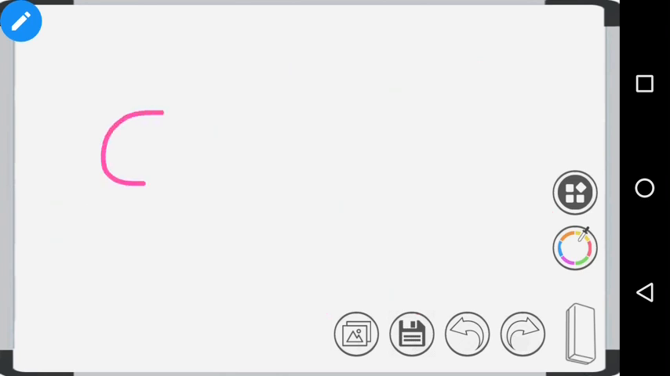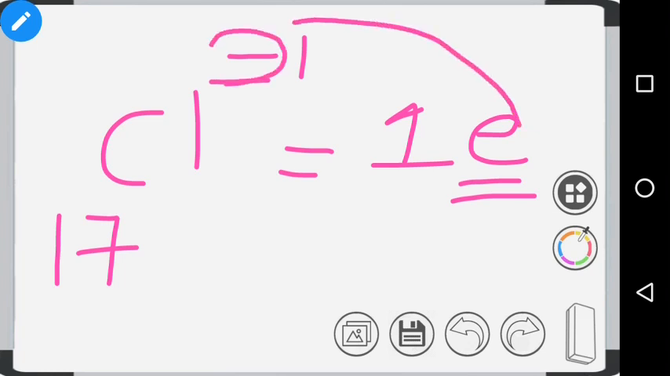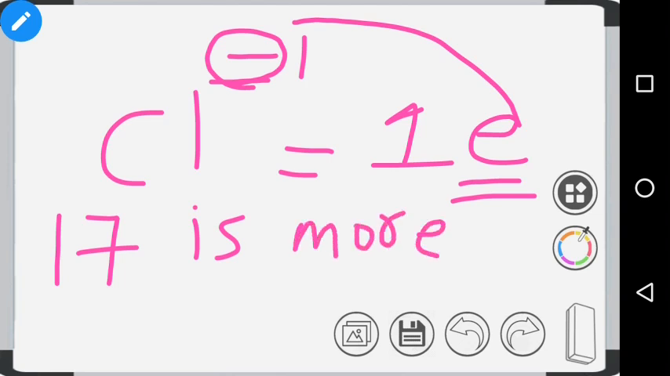Let me give an example. Chlorine 17 is there. In that chlorine we can put -1. Minus is the charge of the electron. So how many am I putting? 1. So 1 electron. How do we get an electron? Because it is a negative charge. So 1 electron is more than the protons.